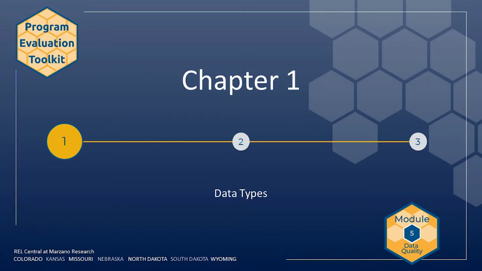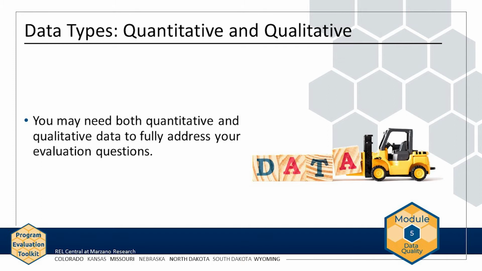Let's get started with our first chapter, in which we will review the types of data used in program evaluation. To address your evaluation questions, you may use quantitative and qualitative data. These types of data are differently suited to answering various kinds of questions.